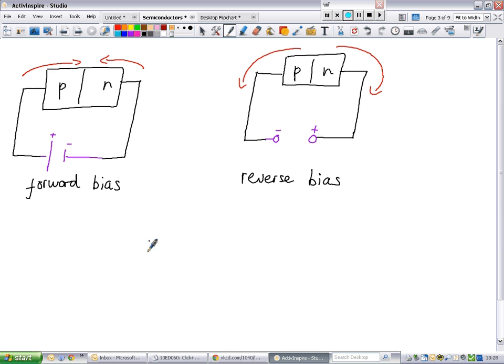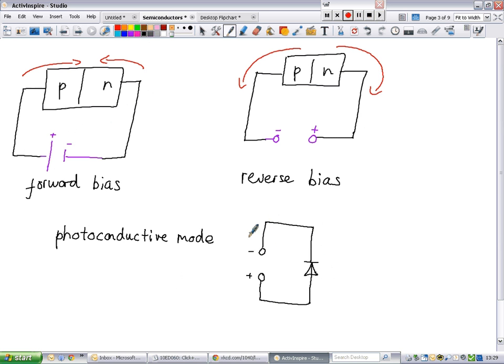Speaking of diodes, you can have two different types of diodes. You can have a photoconductive mode. For a diode, that's when you basically use it to conduct, like in this particular way here. That's when it's connected to a voltage supply. So it only allows current to flow in one particular direction. So it could be an LED, or it could be something like that. That's your photoconductive mode.